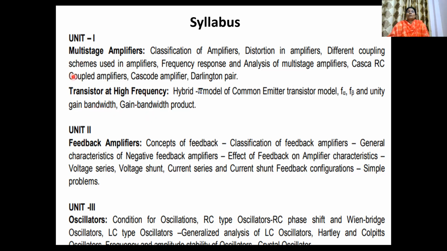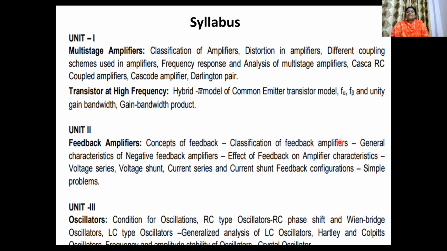Okay, all these will be discussed in the first unit. Now today we have to discuss the feedback amplifier that comes under the second unit. What does it consist of? Feedback amplifiers, the concept of feedback compared to the amplifier, the classification of feedback amplifiers, and then the general characteristics of negative feedback.